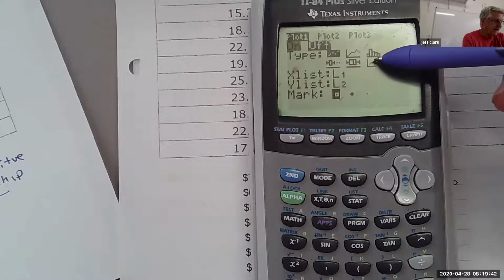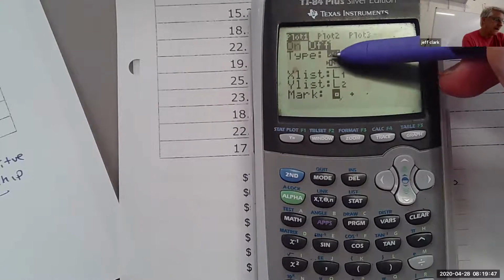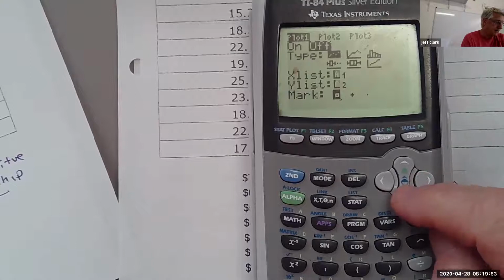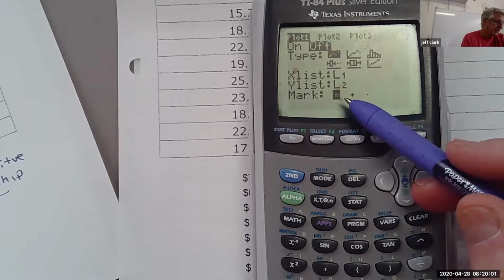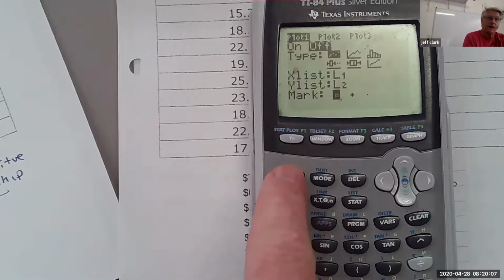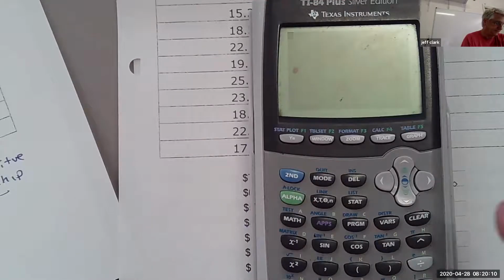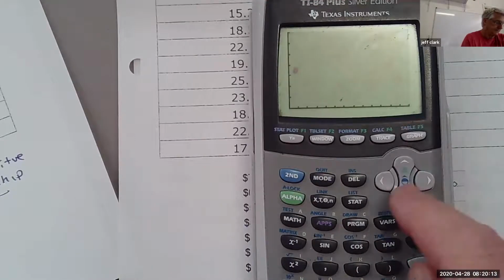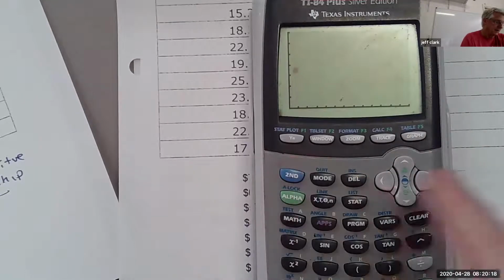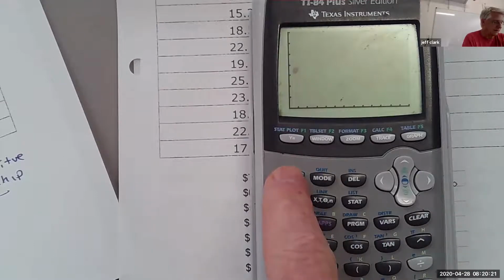You in the past might have had that one in the bottom right for the dot plot. This is the one you want to have highlighted. And mine's already there. If it's not, just go to the first one and hit enter. Okay, now I'm going to choose that mark right there. Go back, do second quit, get a clear home screen. I'm going to turn it off again for a second.